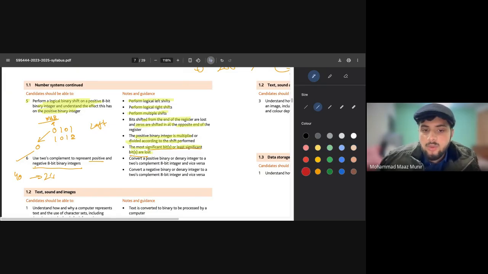So उसके बगैर you should be aware how to convert a positive binary or denary into a 2's complement 8-bit, and also the other way around. So we did both of them, and we are also going to be looking into how to convert a negative binary or denary integer to a 2's complement.